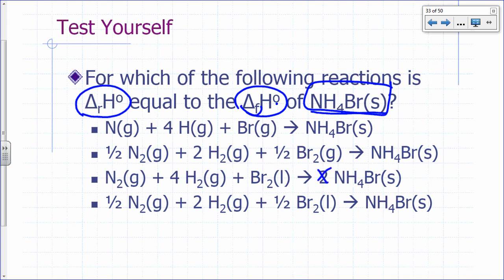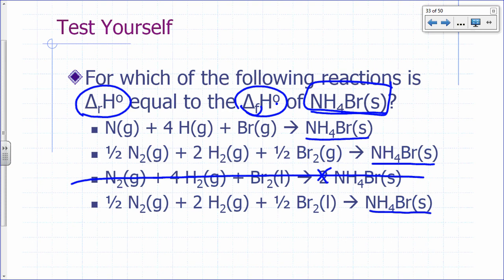This one right here. Okay. We need 1 mole of whatever it is we're interested in. And we want it from, so here you have 1 mole of NH4Br solid. We want it to be formed from the elements in their standard state.